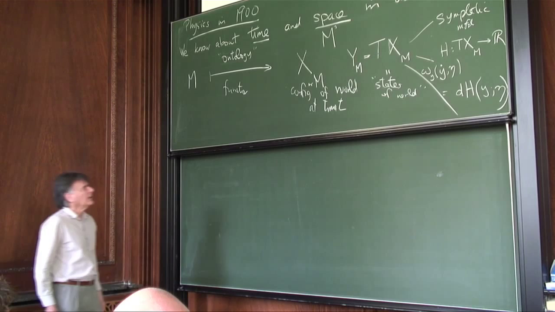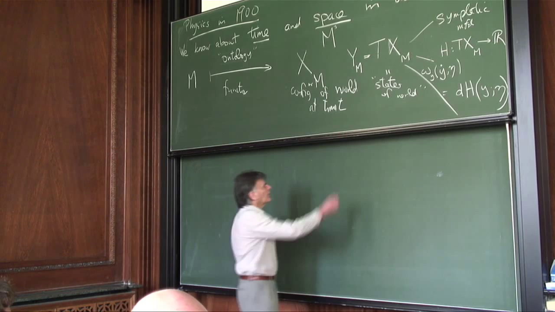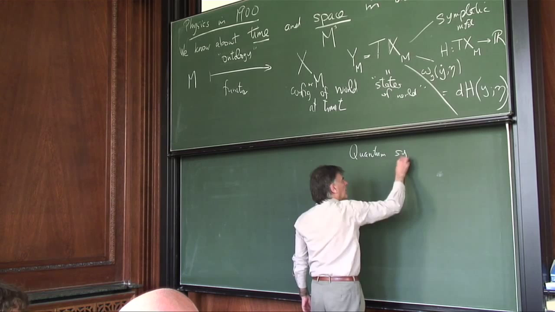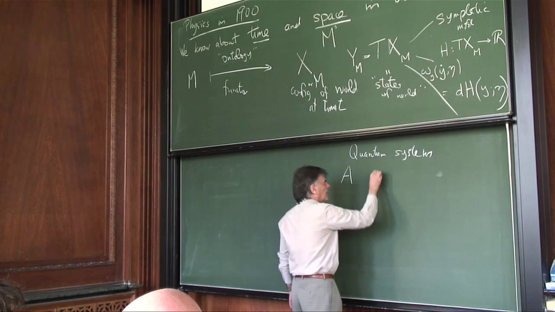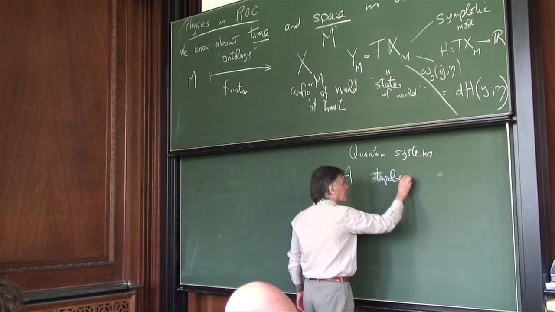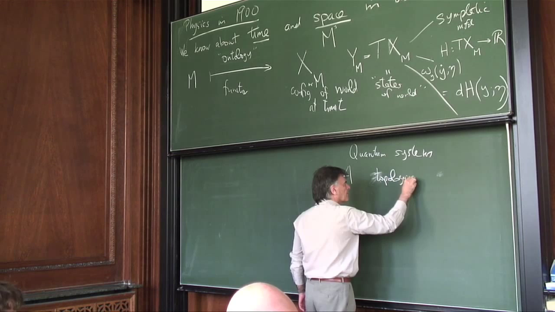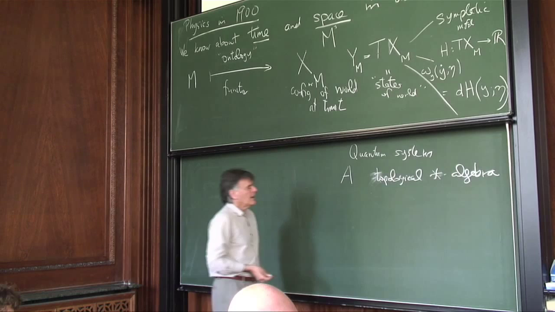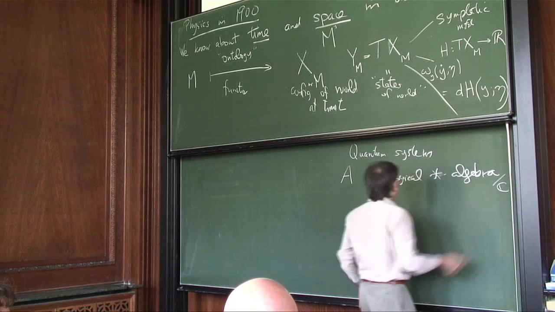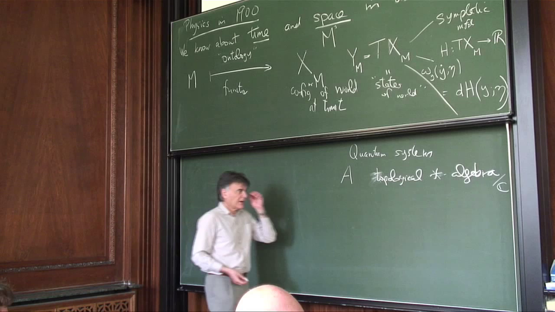So a quantum system, we'll forget about the ontology, what do we do with this symplectic manifold? So a quantum system is easy. Well, it's a topological star algebra. So it's an algebra over the complex numbers. And it's not necessarily commutative, it has some anti-involution, which is complex anti-linear, called star, and it has a topology with respect to which its multiplication is continuous.